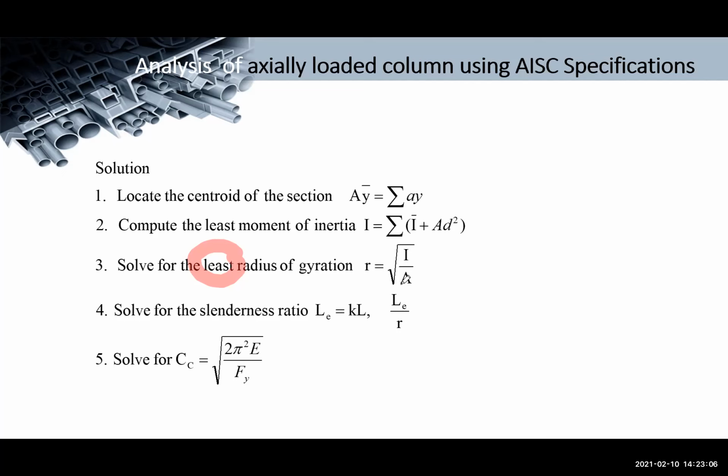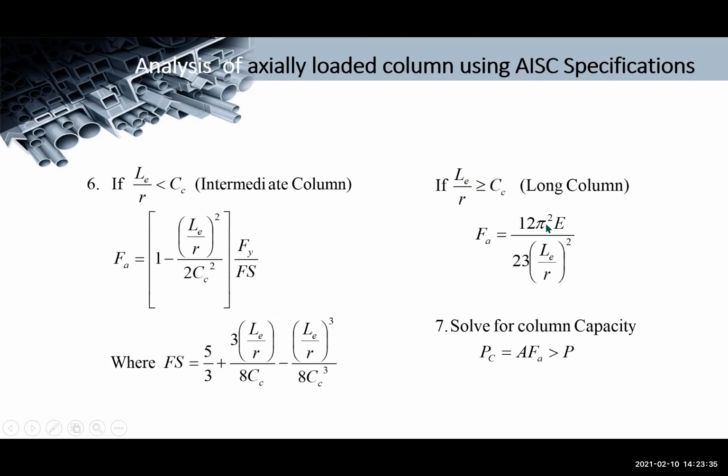And then next, after we get your R, for the slenderness ratio, LE over R, again, LE is equal to the buckling factor times the length of the column. And then, solve for your CC kasi i-compare natin tong dalawa, di ba? Compare natin siya kung less than, short, kapag greater than, long. Next. Then, ito na yung dalawang condition. Get your FA using these equations to solve for your column capacity.